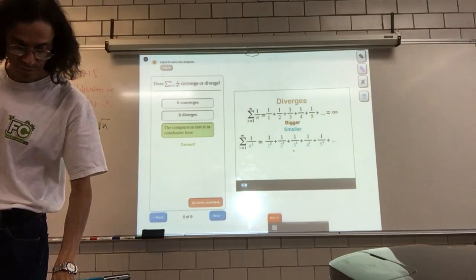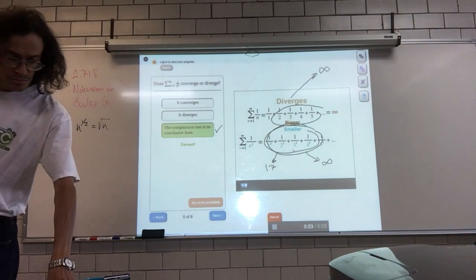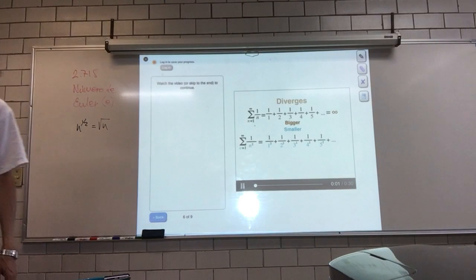So we know that the bigger series diverges. Its sum goes off to infinity. What can we say about the smaller series? Well, it could also diverge and go off to infinity. Or it could go to a number, like 17. We actually have no idea what this smaller series will do, so the comparison test is inconclusive here. Exactly right. You can't say whether it converges or diverges.